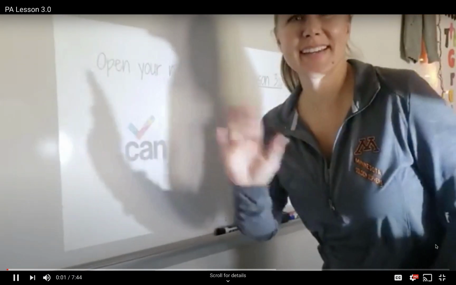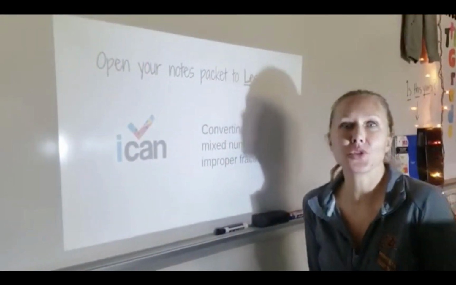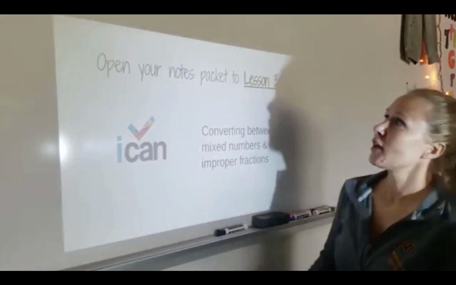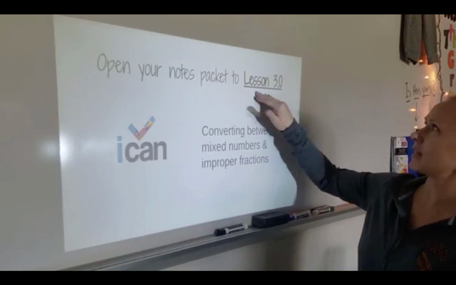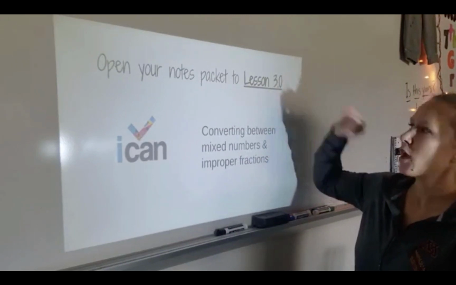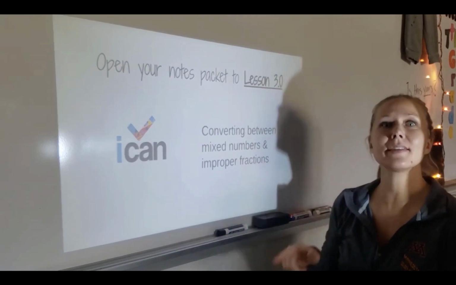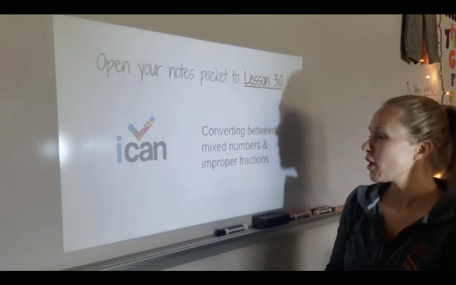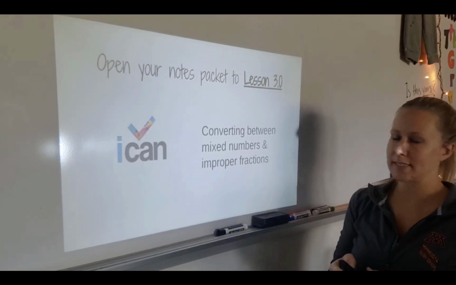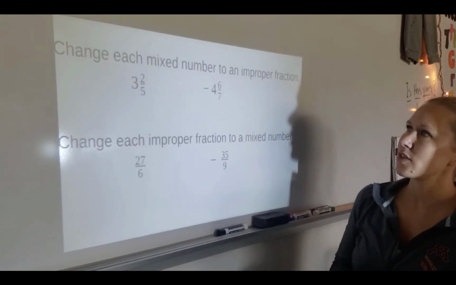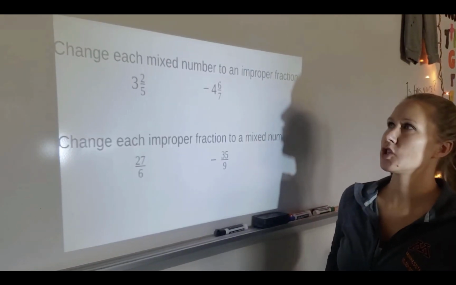Hi everybody, we're going to be doing lesson 3.0. So I want you to open your notes packet to lesson 3.0. We're going to be converting between mixed numbers and improper fractions. You did this before back in 6th grade. The only difference now is you're going to see negatives. So these are the 4 examples that are on your notes sheet.